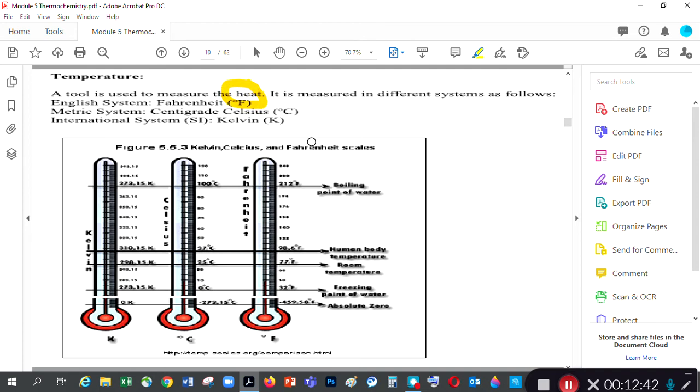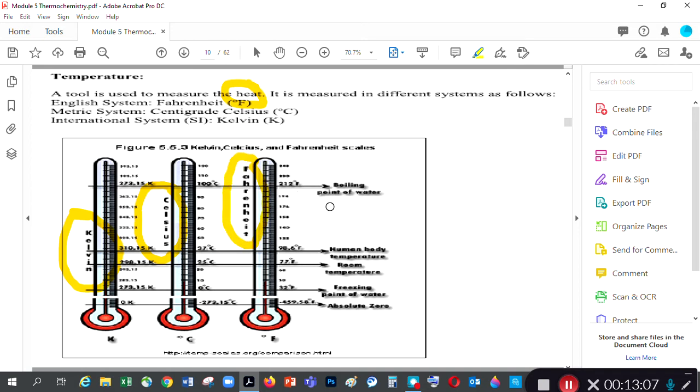In order to measure the heat, you need a tool. We use the temperature. Here we have just three systems. We might have another system called Rankine, but we are not interested in the fourth system. Those are the three systems: one called the SI system uses Kelvin, the metric system uses centigrade Celsius, and the English system uses Fahrenheit.